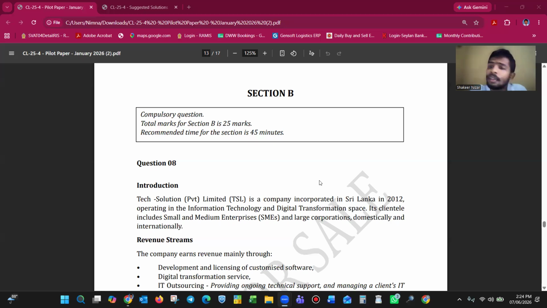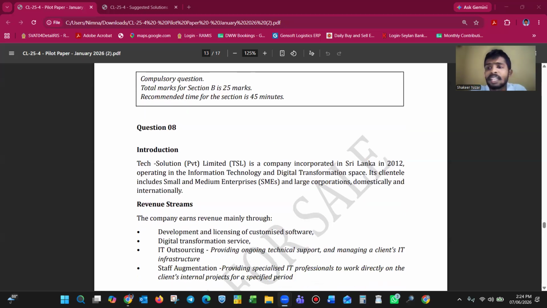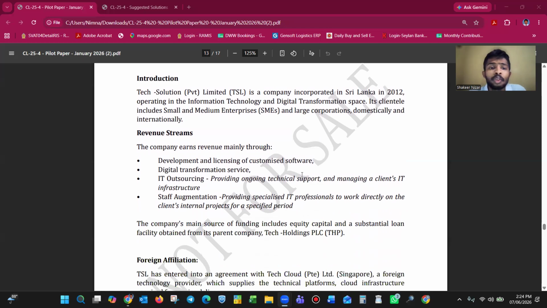So we will start the question. The introduction, I'm reading: Tech Solution is a company incorporated in Sri Lanka in 2012, operating in the IT and digital transformation space. Its clientele includes SMEs and large corporations, domestically and internationally. Okay. So what are the revenue sources? The company earns revenue mainly through development and licensing, provision of customized software, digital transformation services, IT outsourcing, providing ongoing technical support and managing a client's IT infrastructure.